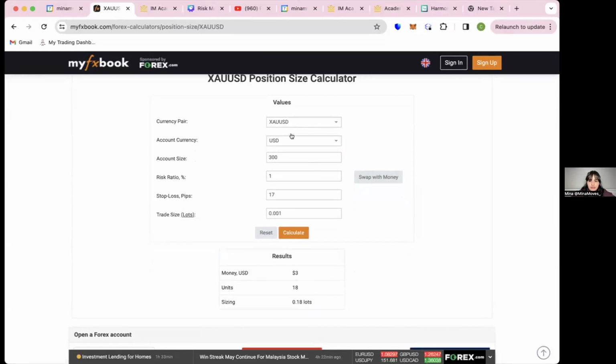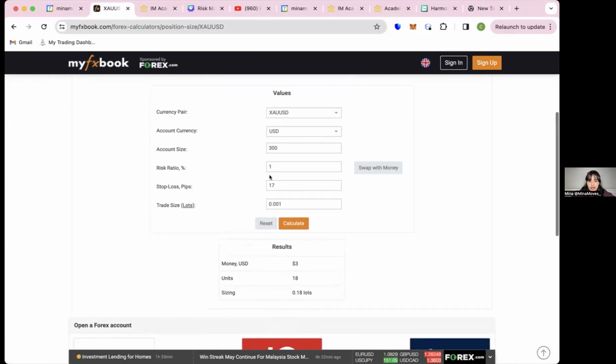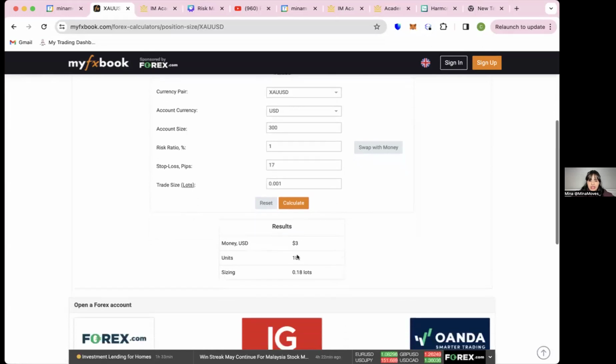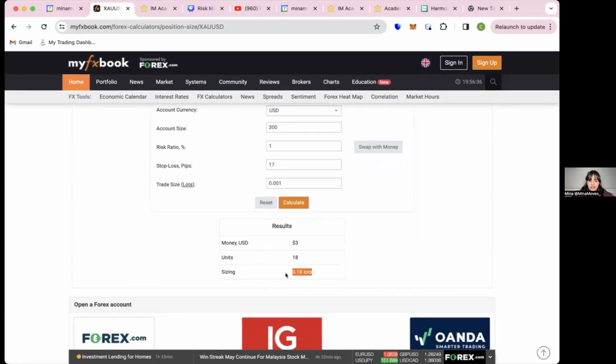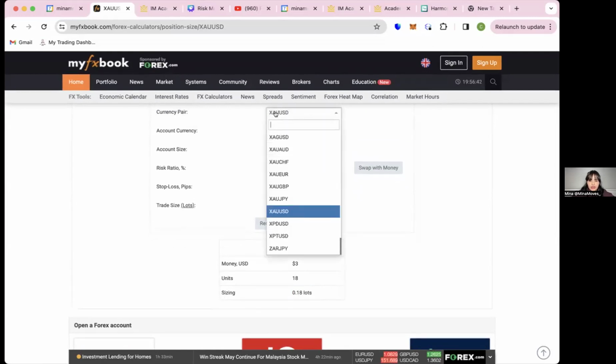XAU, USD, 300. I know I probably should have picked a different currency pair because it is different on gold, but we'll do it with the Forex pair right next. Account size, $300. We're risking 1%. Our stop loss in pips is 17. That means that our lot size is 0.18. You guys see that?